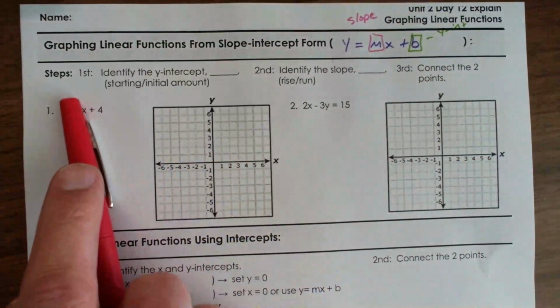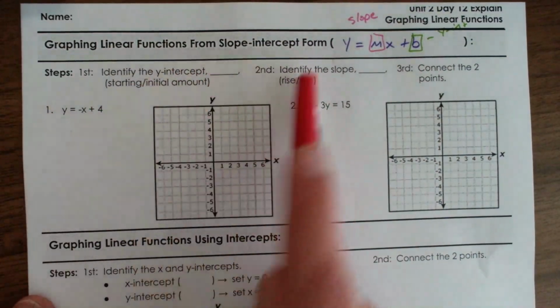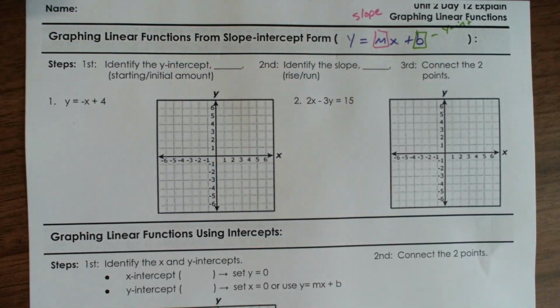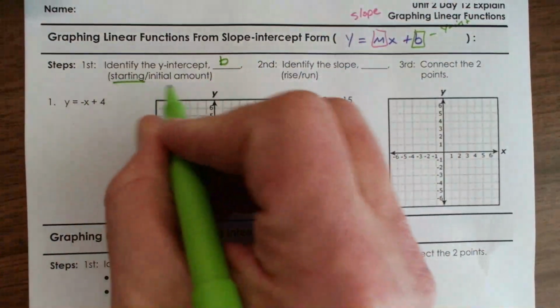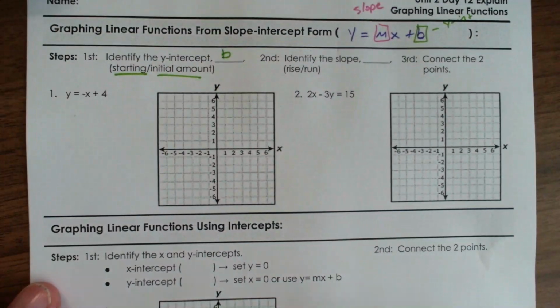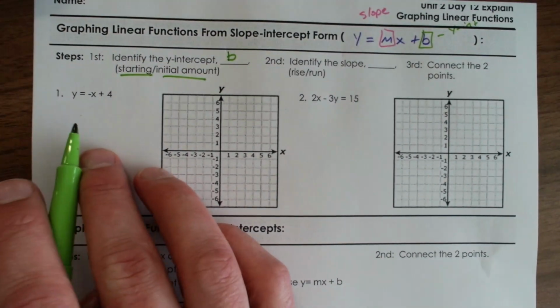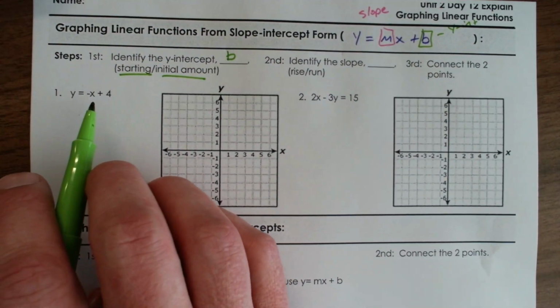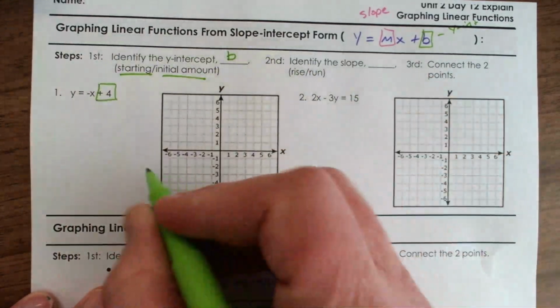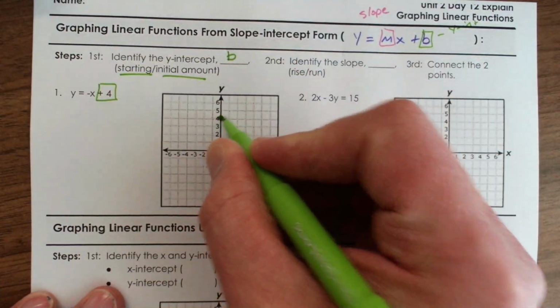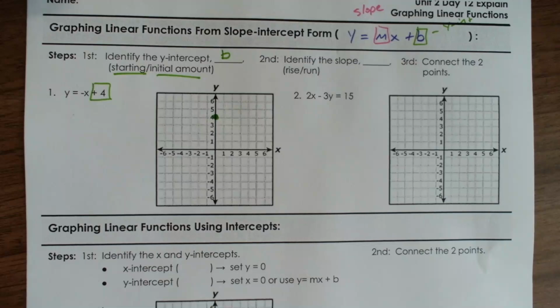Okay, so let's look over this. The steps to graphing the linear function: first, identify your y-intercept. So you're going to identify your b value to start, because this is your starting or your initial amount. Okay, so here in problem number 1, we have y equals negative x plus 4. So this positive 4 piece, this is my y-intercept. So that's my starting piece.